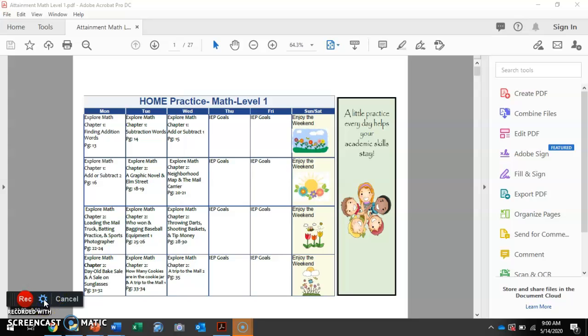Alright guys, welcome back. So let's look at the last week in our calendar, and we're looking at Tuesday. So we're going to explore Math Chapter 2, how many cookies are in the cookie jar, and a trip to the mall. So page 33 to 34.